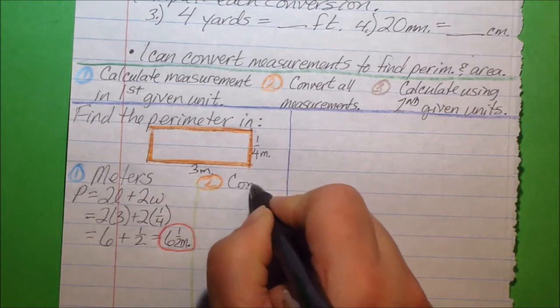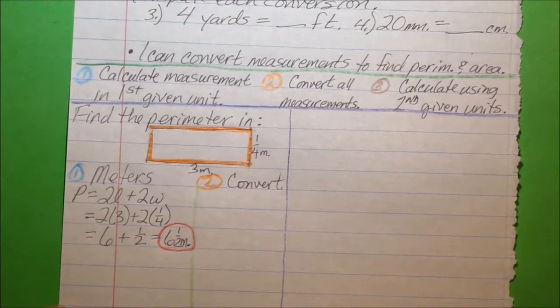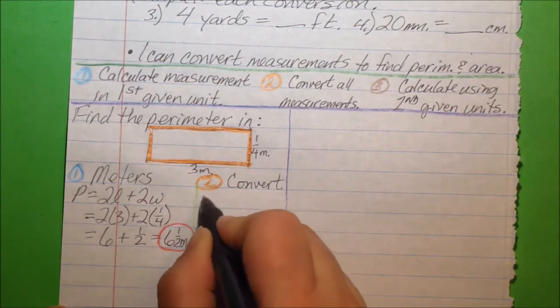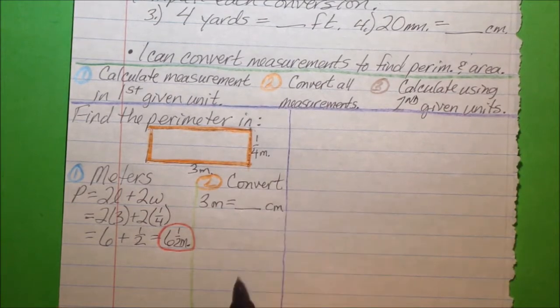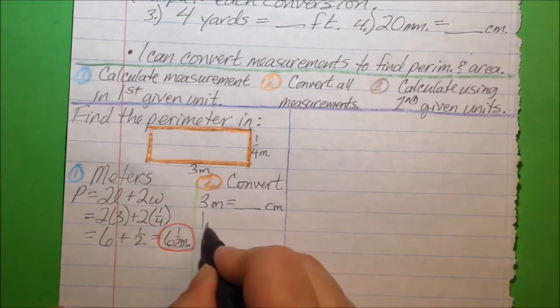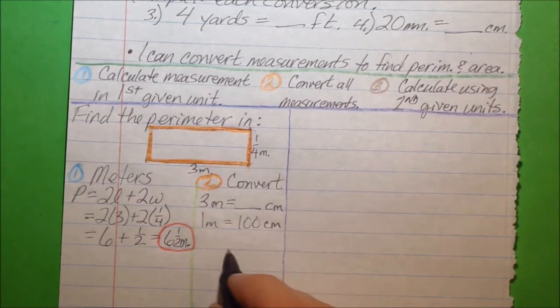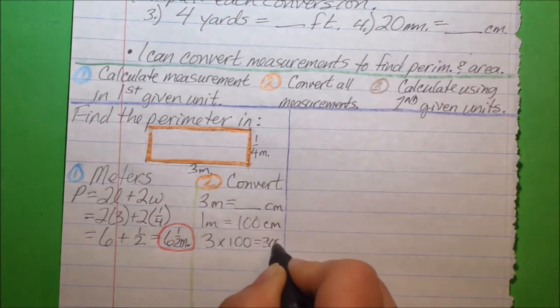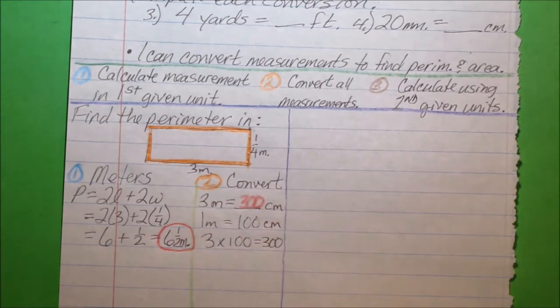So step 2 is convert. Now, converting is just like what we were doing in 1.4's lesson. Nothing complicated about it, especially since in this problem we're dealing with metric. So 3 meters equals how many centimeters? Well, I know 1 meter equals 100 centimeters, and I know I'm going to multiply on this one. So 3 times 100 equals 300. So now I've converted 3 meters to 300 centimeters.